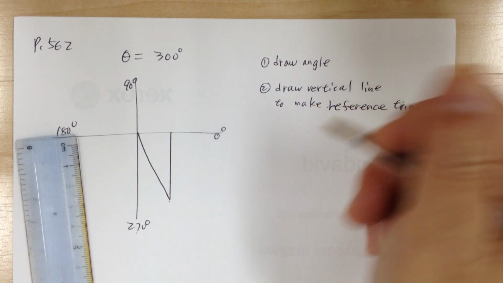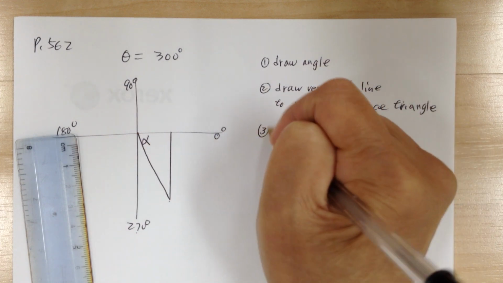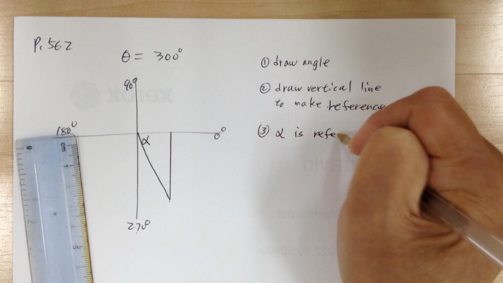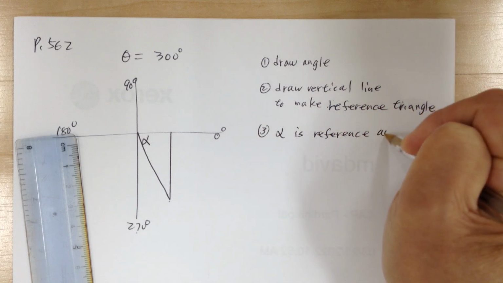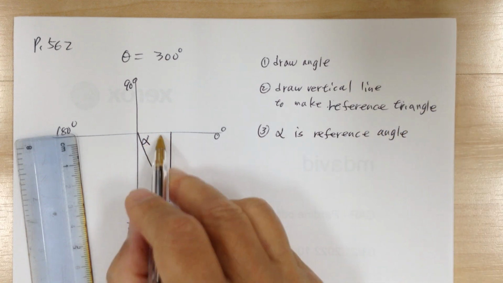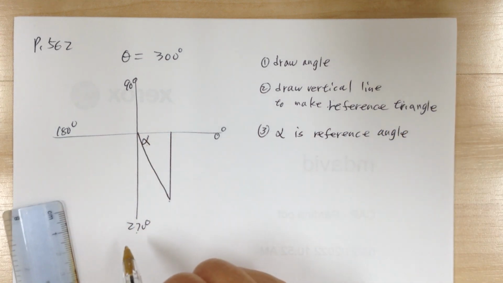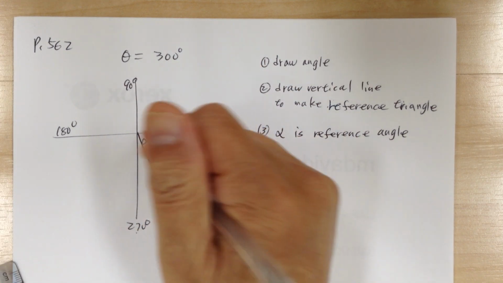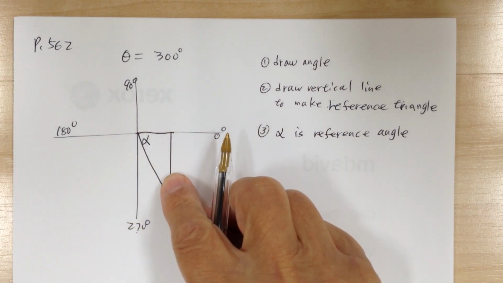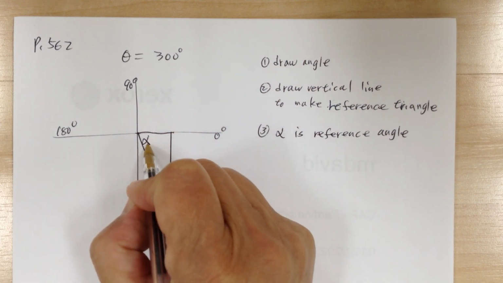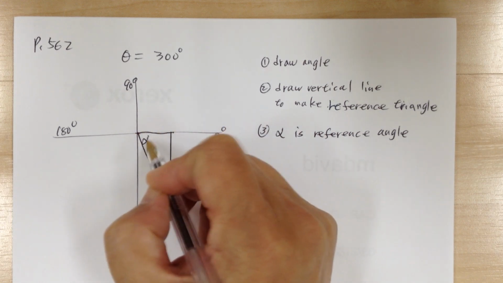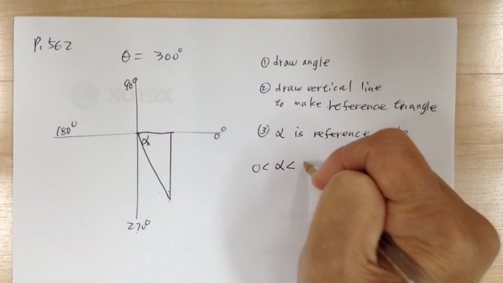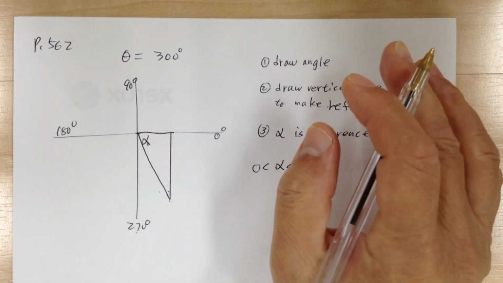The angle that you have here is called alpha. So alpha is the reference angle. The angle inside the triangle is called the reference angle. Again, first you draw your angle, and you always go up and down to make a triangle. The triangle you make is called the reference triangle, and the angle inside is called the reference angle. And the reference angle is always going to be between 0 and 90.